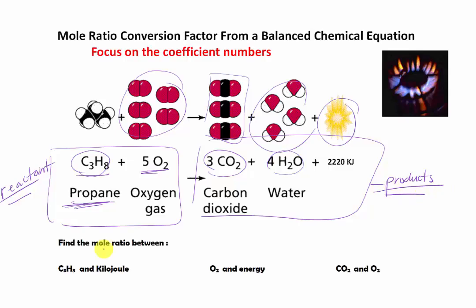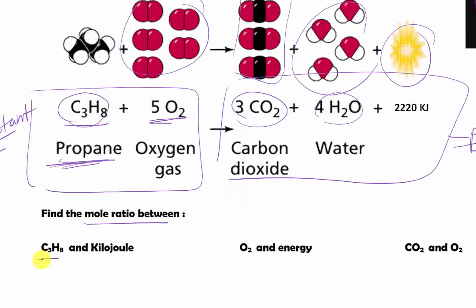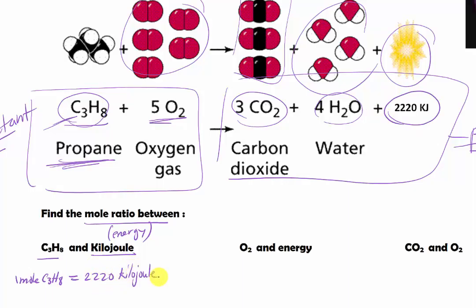Our job is to find the mole ratio based on the condition that's given to us. Here we have C3H8 and kilojoule. Again, kilojoule is another unit for energy. So we assume that it is energy. In this case, there's no number in front of C3H8. We assume the coefficient is going to be 1. So we have 1 mole of C3H8. And kilojoule is a unit of energy, which is right here. We have 2,220 kilojoule.